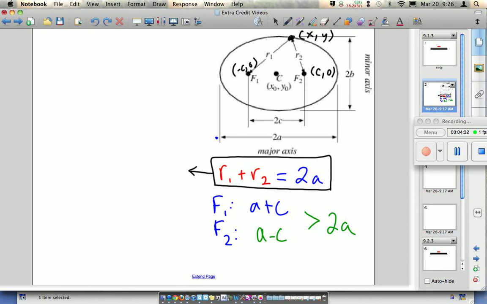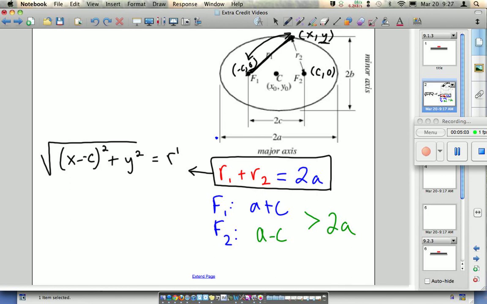So let's take a look here. R1, how can we describe this distance? Well, using the distance formula, remember we subtract the x's and we subtract the y's. So R1 can be described as the square root of, using the distance formula, x minus negative c squared plus y squared. Now the reason it's y squared is because, of course, y minus 0 is just y. That's R1.